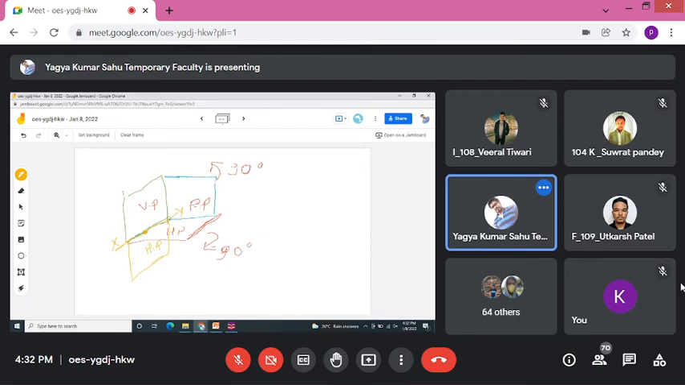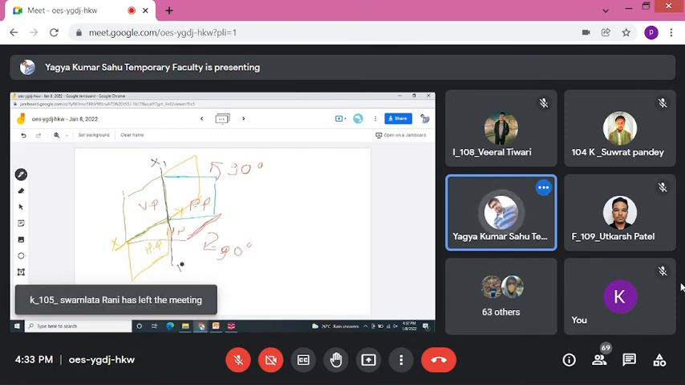Now if you rotate this PP 90 degree away from the object, what you'll get? You'll get PP like this. Yes or no? After rotating 90 degree clockwise, you'll get another reference line here, which is also called the vertical reference line, like this. This is the vertical reference line x1, y1.